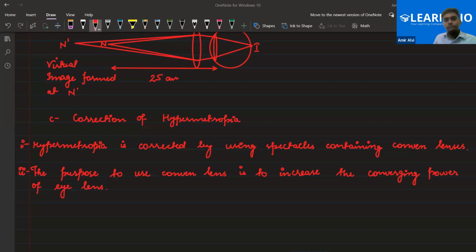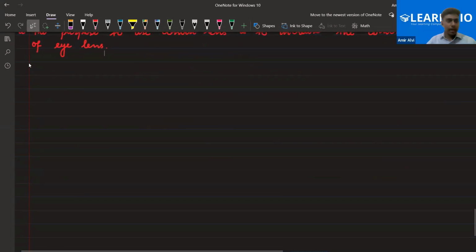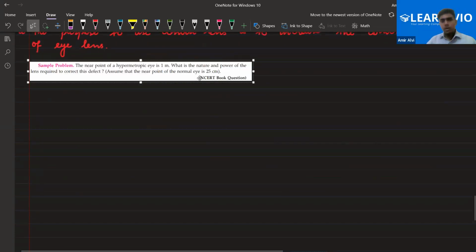Now let's do a basic numerical based on that. So how to solve this question? This is an NCERT question, Shazil. So let's solve it together. Only two definitions are left in this topic, that is presbyopia and cataract. Then this topic would be done.